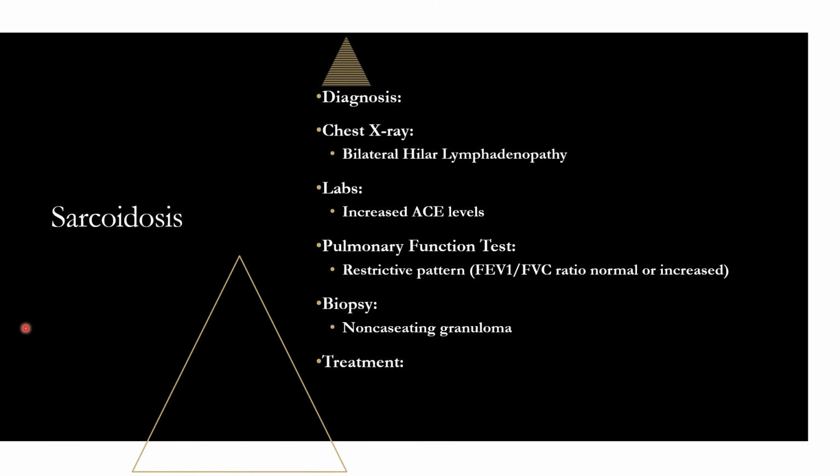Now moving on to treatment. Treatment is very easy. Steroids. That's really all you need to know. Oral corticosteroids are first line. That's it. Not every patient is going to need treatment. A good number of patients with sarcoidosis are going to undergo spontaneous remission or have a benign clinical course. But if they ask for medication, it's going to be steroids.